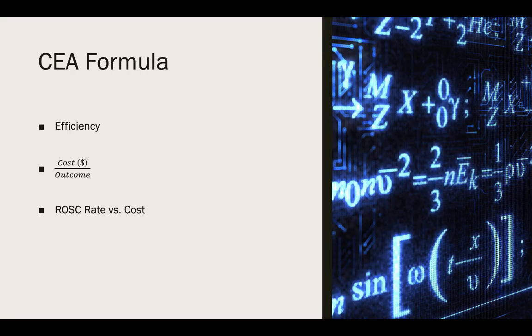A quick cost effectiveness formula for you. You probably do this every day in your everyday life, in your work life, personal life. You want to do something, but how efficiently can you do it with the money you have? It's all about efficiency. So, what is our cost per outcome? Again, those cardiac arrests. What's the ROSC rate versus the cost? What's our cost per cardiac arrest save? Can we make that more efficient? So, what are we spending on each cardiac arrest save?